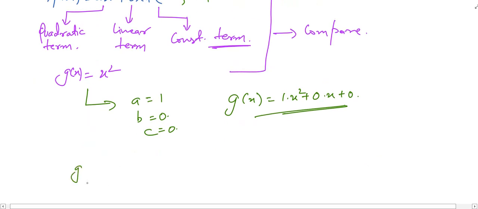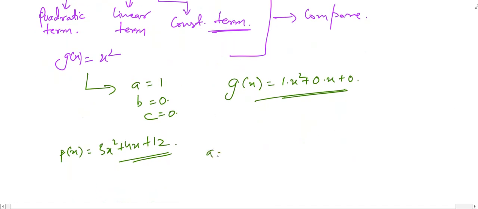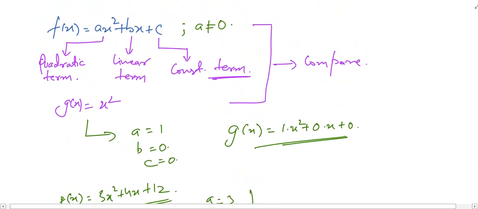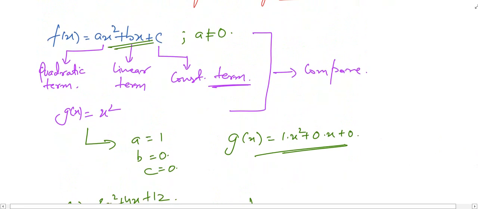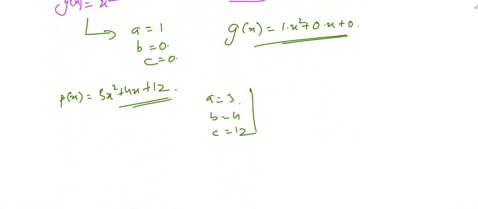Let us take one more example of p(x), some function. p(x) is like this: 3x² + 4x + 12, right? So let us again try to compare f(x) and this p(x). Then we'll get a is equal to 3, b is equal to 4, and c is equal to 12, right? So these things are known as quadratic functions, and they are quite simple: any function of the form ax² + bx + c, where a is not equal to 0, is regarded as a quadratic function, right?